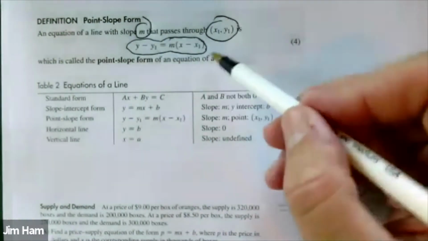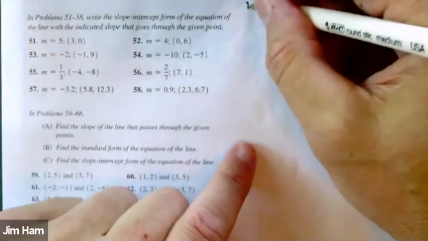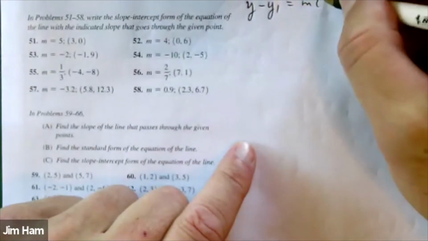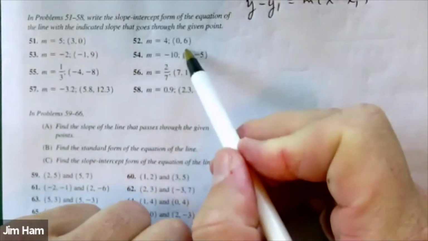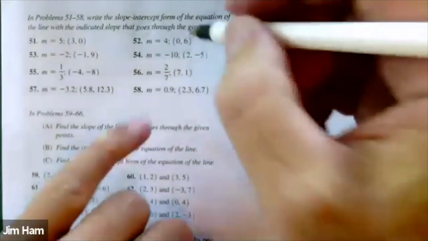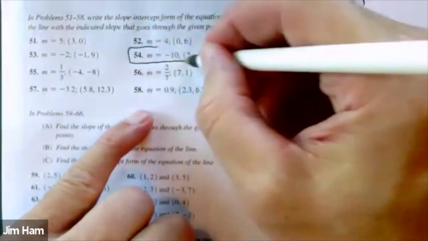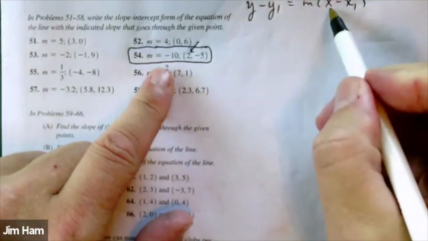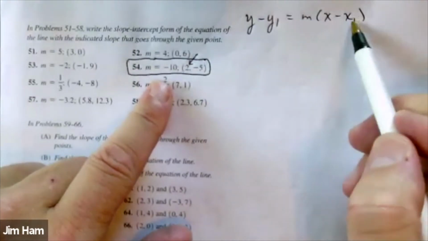Okay, so using this, and going back to our example, we're going to start with y minus y1 and write this generic equation. Why do we use this form? Because they give us the slope and a point. And I'm going to do number 54. The x-coordinate, and where you put it, now there's two x's in here. There's the x and there's the x1.